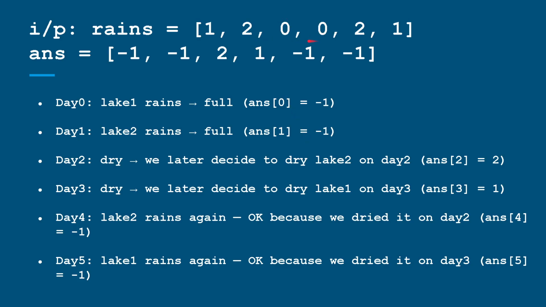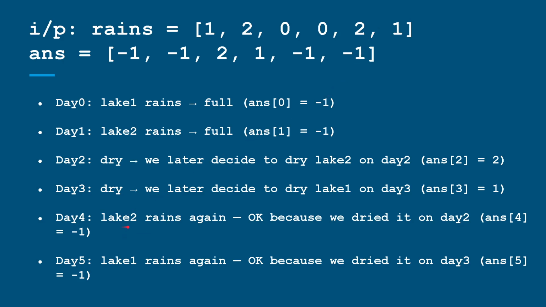Now the dry days are coming, means 0 0 is coming. So when it is dry, we'll decide later about this lake. We'll say, okay, we later decide to dry. We'll dry lake 2 on day 2. How we'll do that we'll understand later, but think that we will dry lake 2 on day 2 and fill this answer as 2. Similarly for answer at 3, we'll update the 1. So these two will be updated with 2 and 1, and these are the rainy days, so we'll update -1.